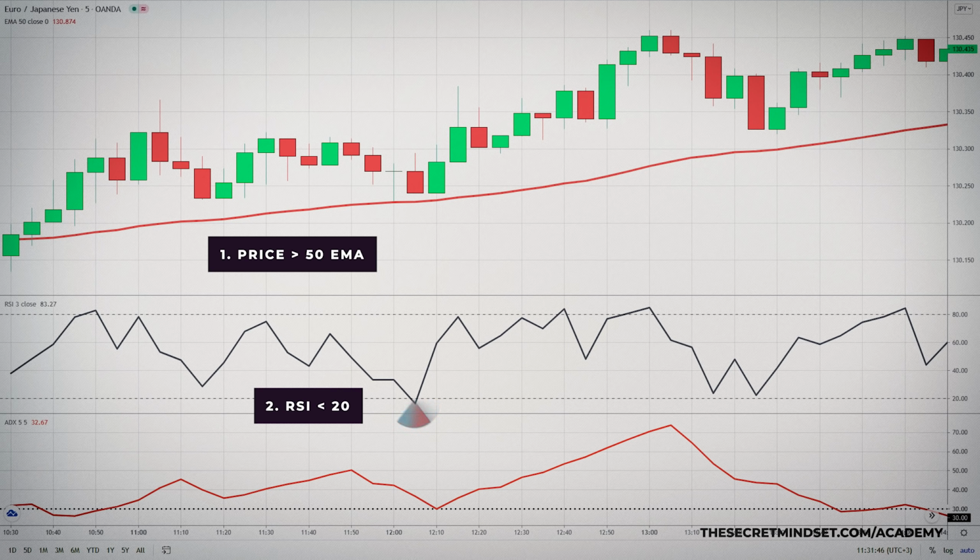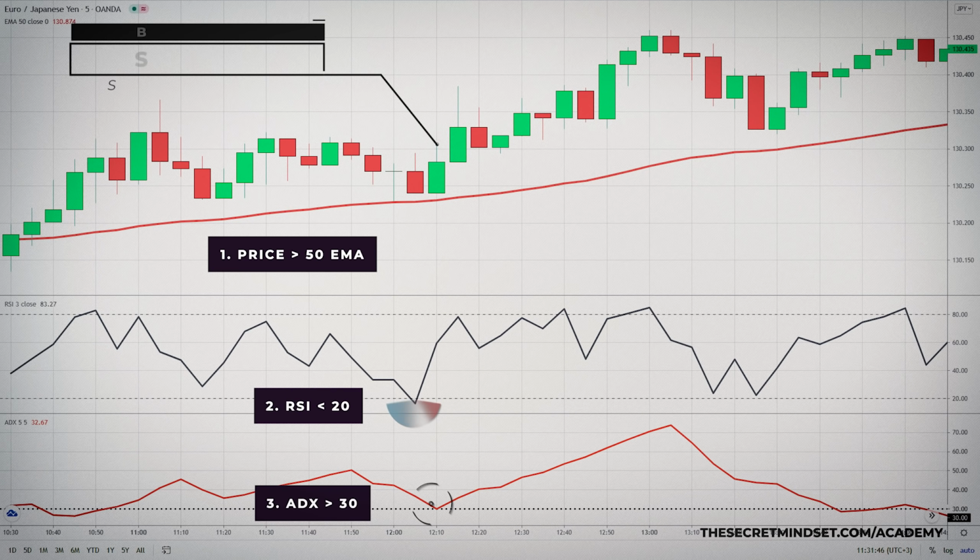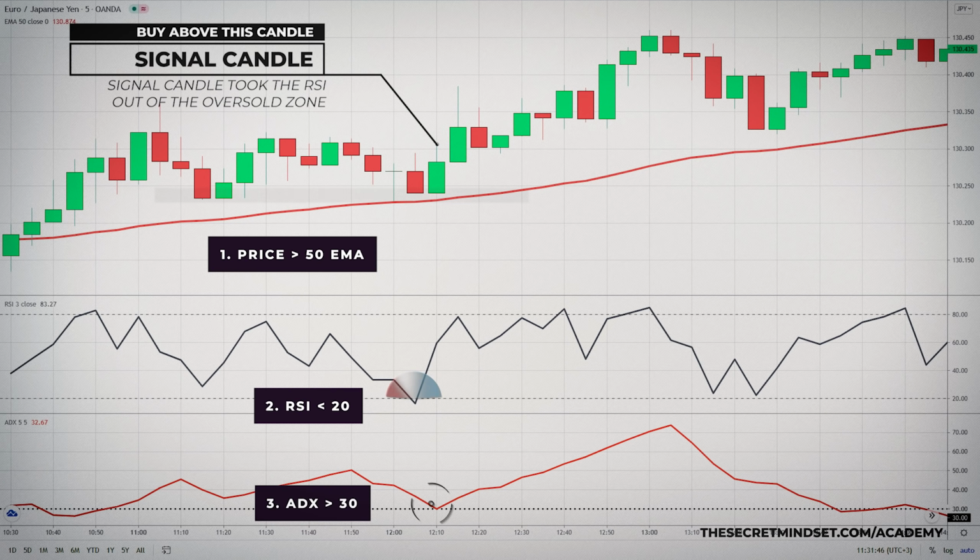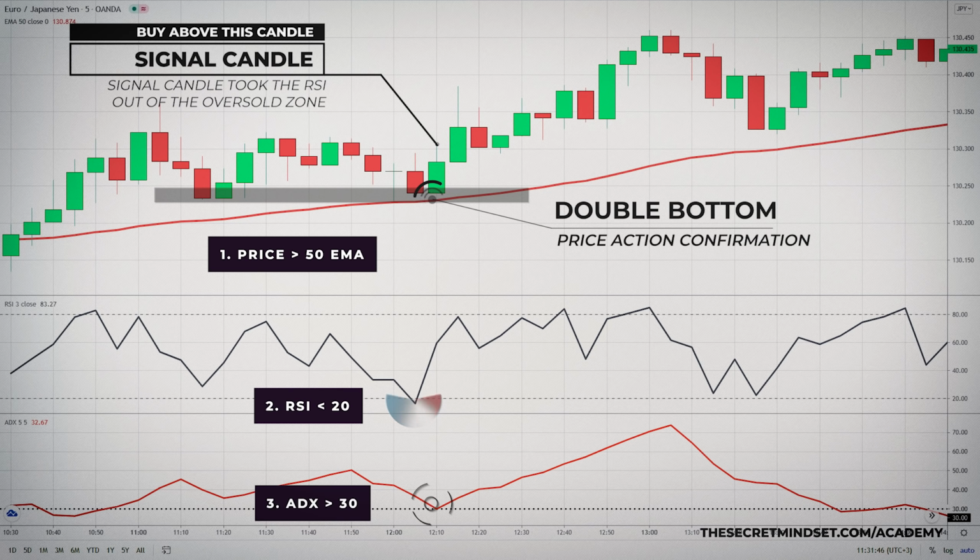When the RSI touches the 20 level, we prepare for a change in momentum from the downside to the upside, in line with the dominant trend direction indicated by the moving average. And third, the volatility confirmation from the ADX. As the ADX has a reading higher than 30, then the signal is valid. Also, look where the signal appeared, right at the previous swing low, which made it a double bottom around the 50 EMA. A little bit of price action confirmation is always welcomed.